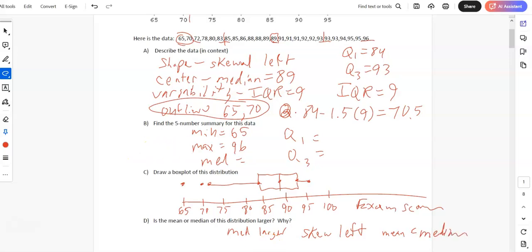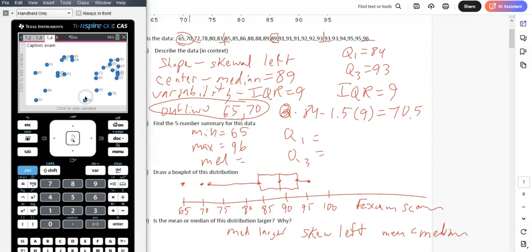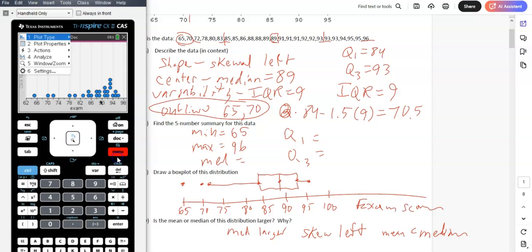Don't forget your calculator can also do the box plot. We can even see if we did it right. So go to data statistics. Once you have your data in, choose a value down there. The exam is the variable. Then go menu, plot type, box plot.